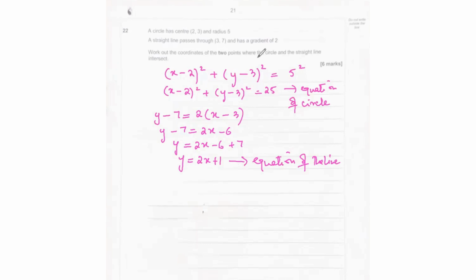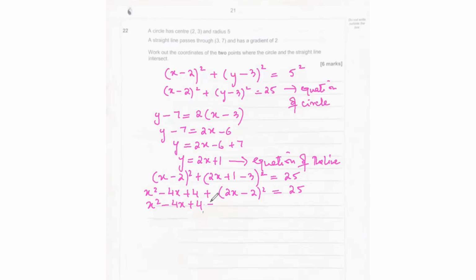Work out the coordinates of the 2 points where the circle and straight line intersect. So we can replace y with 2x plus 1 in the circle equation. So x minus 2 squared plus 2x plus 1 minus 3 squared equals 25. x minus 2 squared would become x squared minus 4x plus 4, plus 2x minus 2 squared equals 25. Expand the other bracket as well. So that's going to give us 4x squared minus 8x plus 4 equals 25.